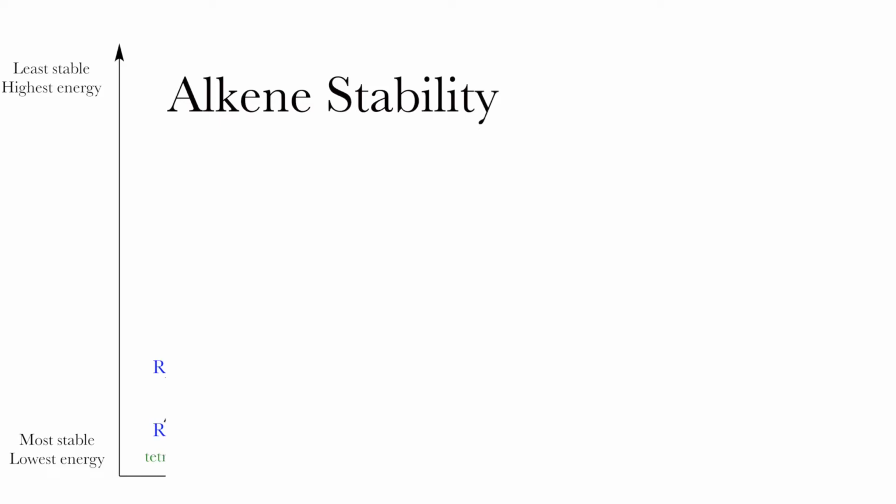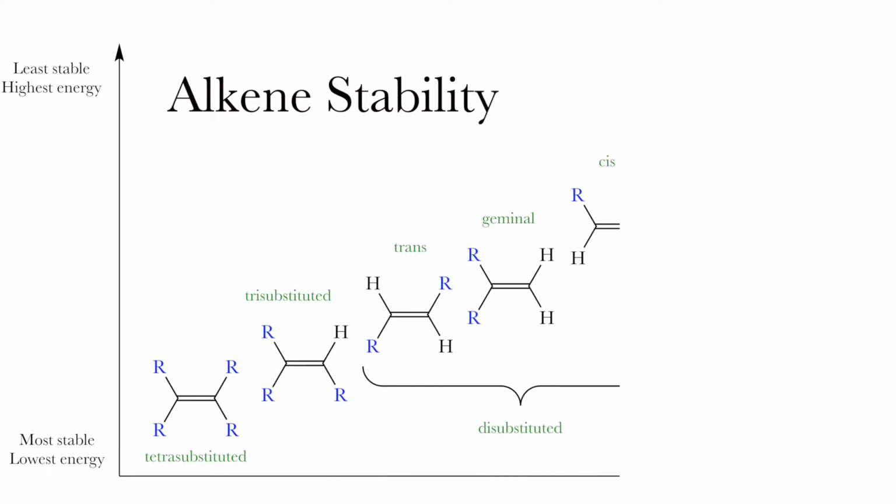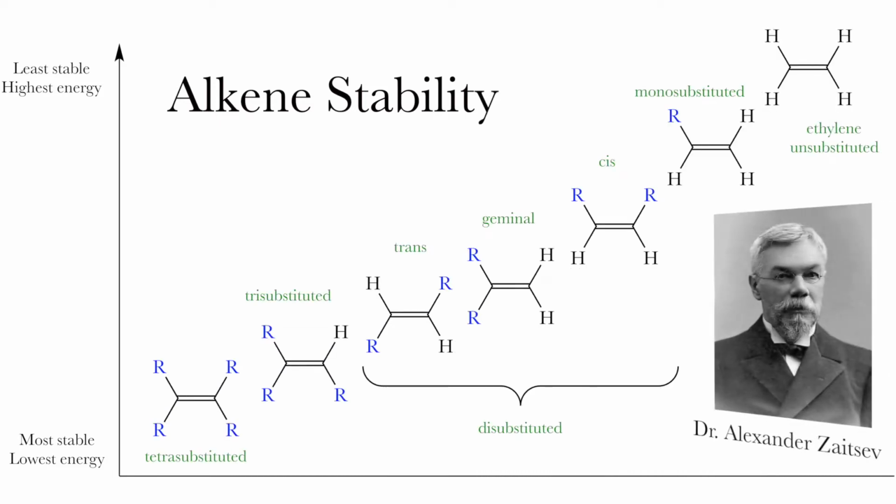The final hint I'll give you has to do with alkene stability. In general, the more substituted, the more stable an alkene will be. The less substituted, the less stable. Now according to Zaitsev and his rule, the most stable alkene will be the major product.